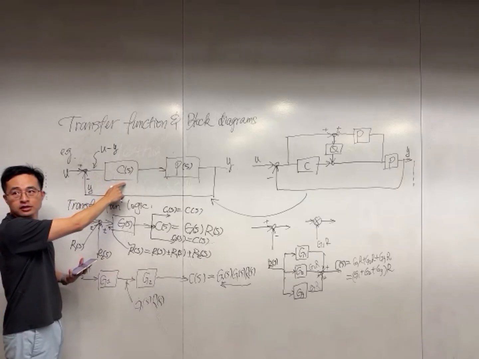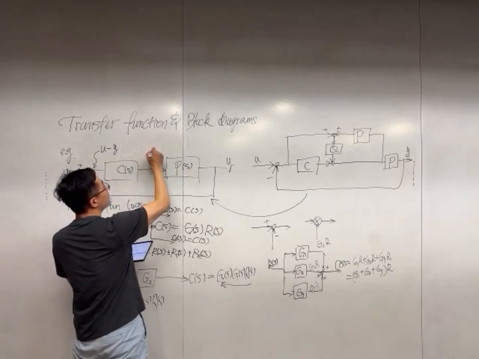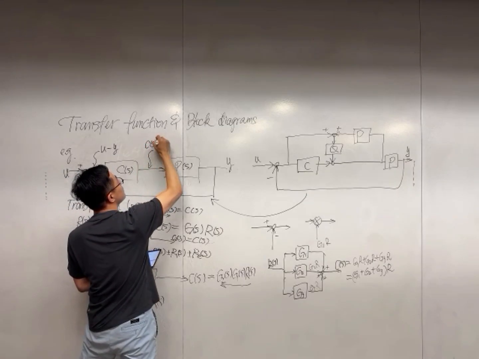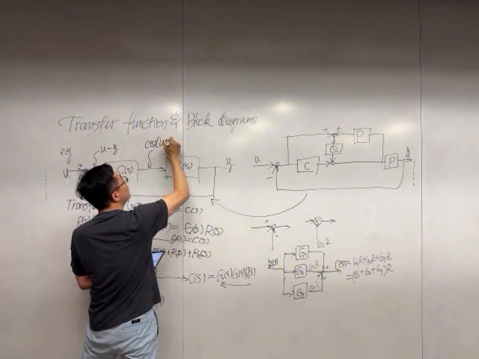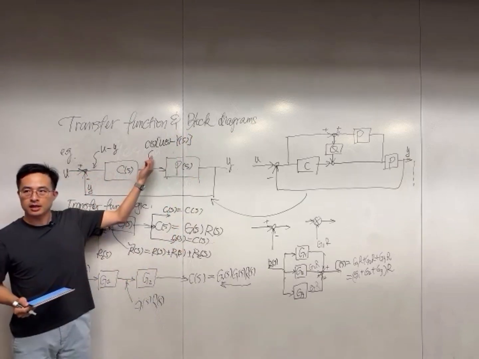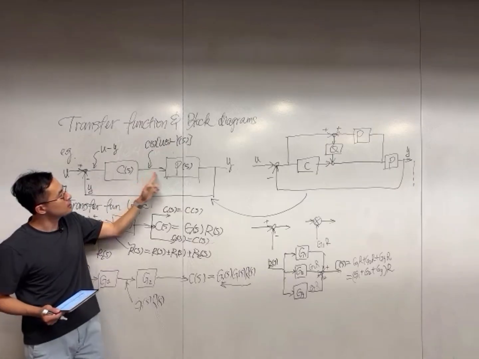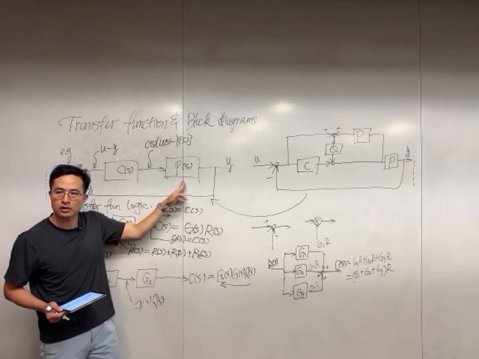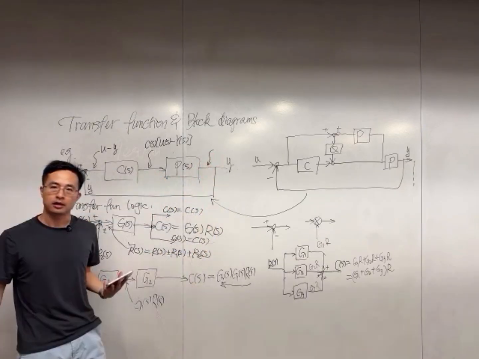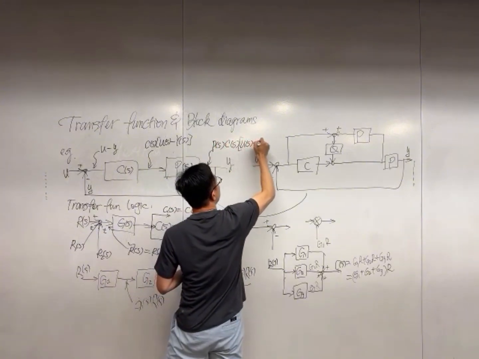And then this signal passes through the transfer function. The first transfer function is C. So that means the output over here will become C times (U minus Y). I'm going to write it this way. So this is C(U minus Y). And then this signal passes through the second transfer function P. So that means the signal over here equals P C (U minus Y).